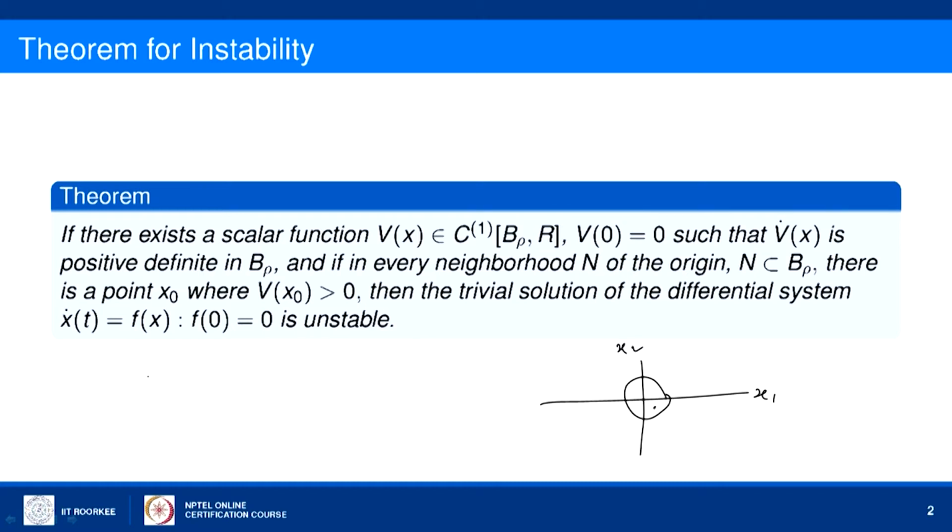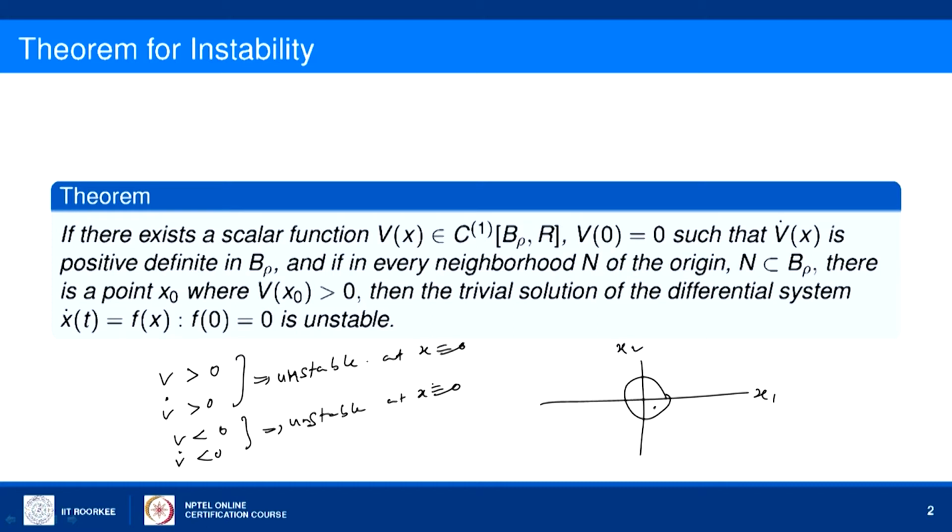So, we can also say if v is positive definite, not at some points, maybe at all the points, and v dot is also positive definite, this implies the system is unstable. And if v is negative definite, v dot is also negative definite, that also implies unstable at the critical point x identically 0. And this is the more general statement. The theorem gives a more general statement here.